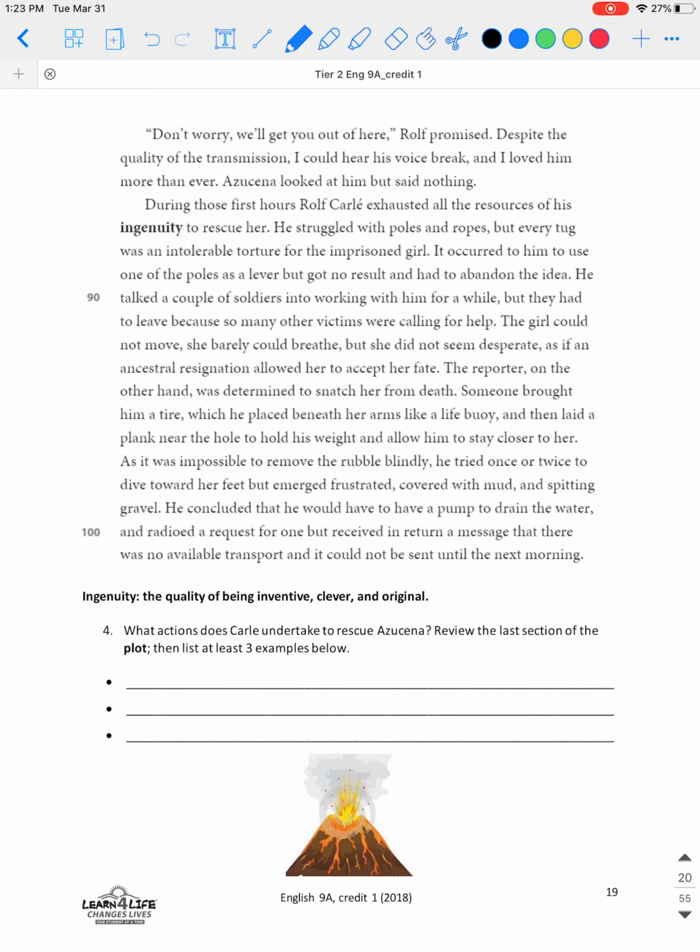Number 4. What actions does Carl undertake to rescue Azucena? Review the last section of the plot and list at least 3 examples. So one of the examples is he used one of the poles as a lever. So Rolf used one of the poles as a lever, and then go through and pick 2 more examples, and then you can move on.